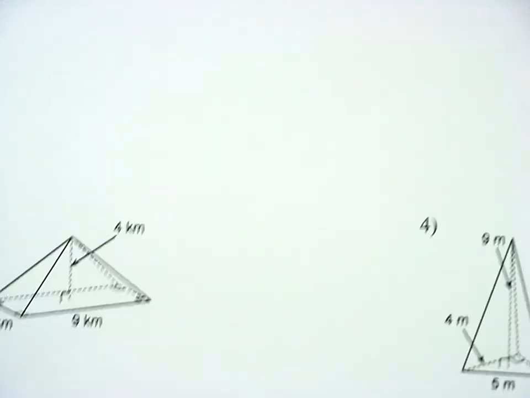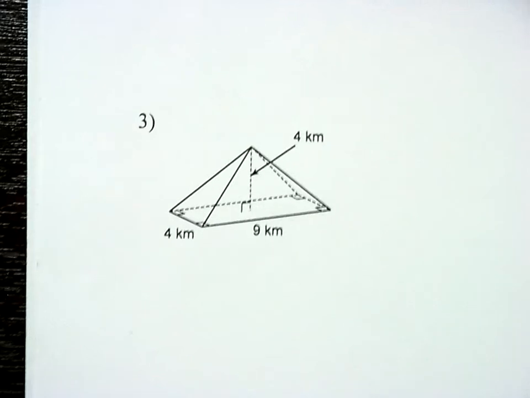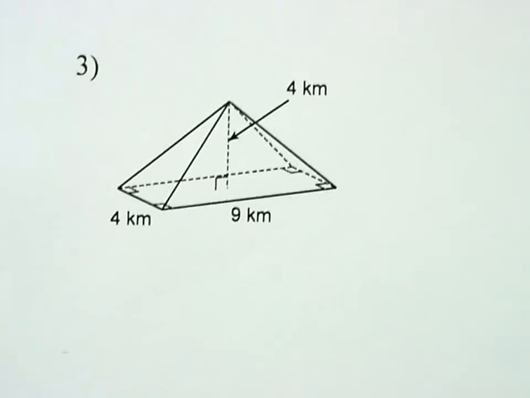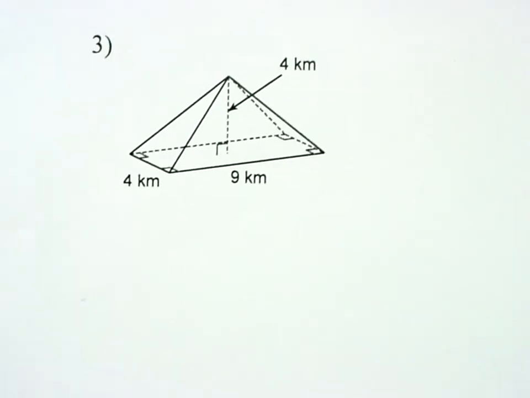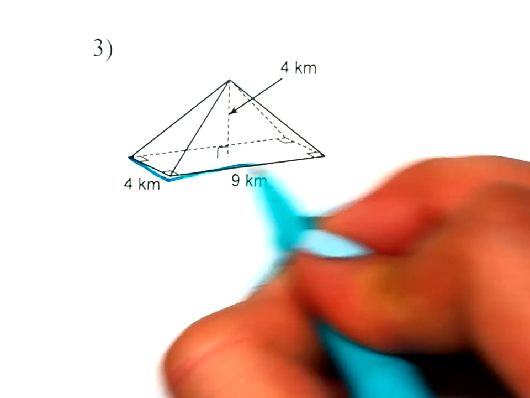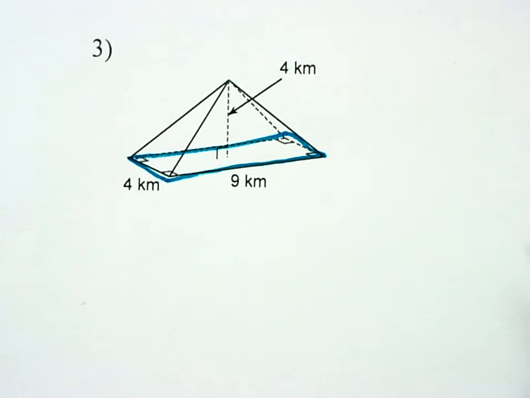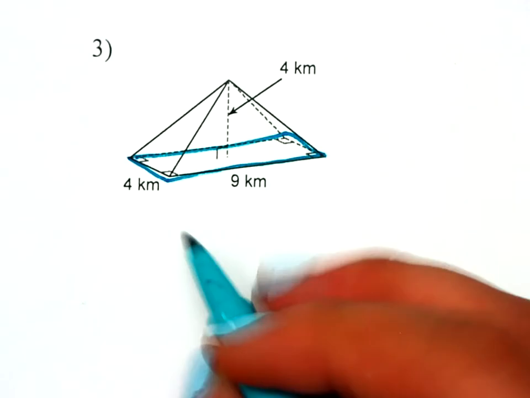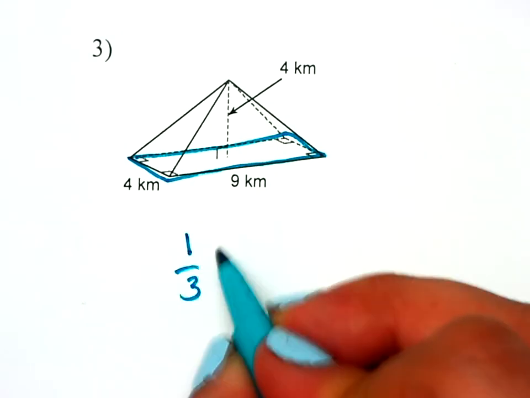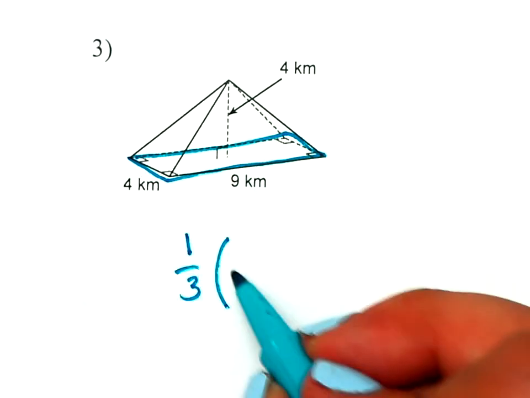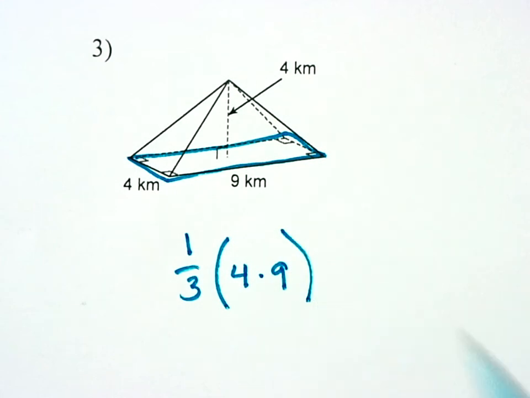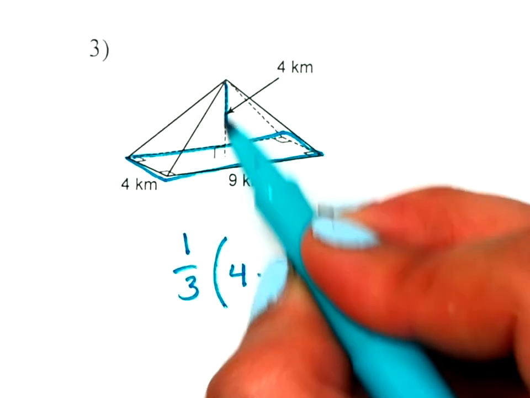Okay, let's go on to a rectangular pyramid. Okay, so we've got a rectangle of 4 by 9. Right here is my base. So 4 by 9, and then I have a height of 4. So my volume is going to be 1/3 the area of the base, that's 4 times 9, and then the height of the object, that's 4.